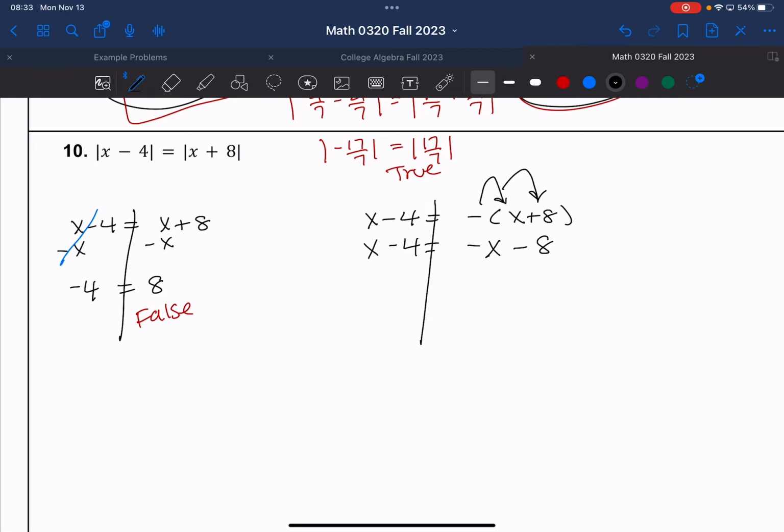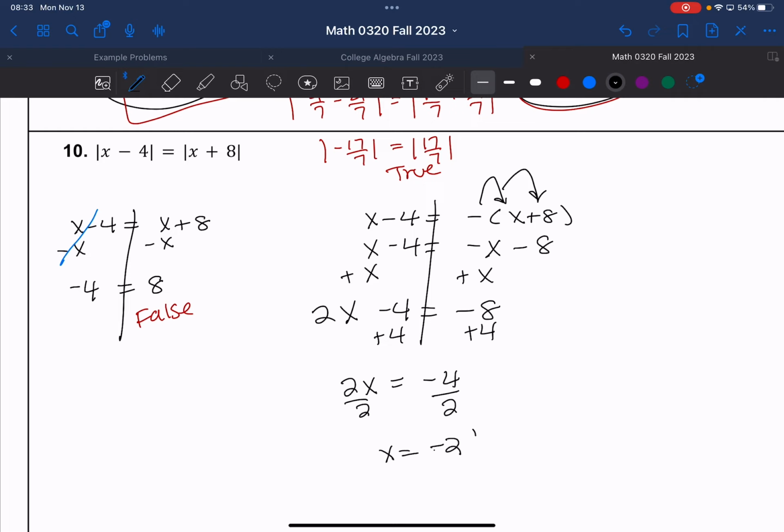And then I'm going to do the same thing. Move all my x's to one side. So I have x plus x, which is 2x minus 4 equals negative 8. Then I'm going to add 4 to the other side, and I get 2x is equal to negative 4, which means my x value is going to be what? Negative 2.